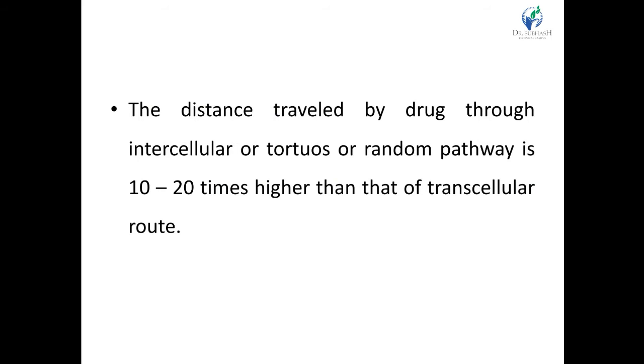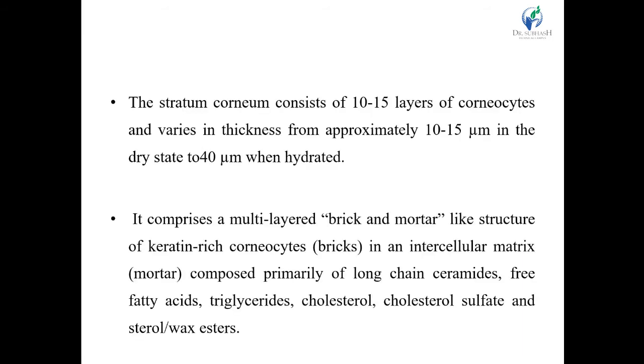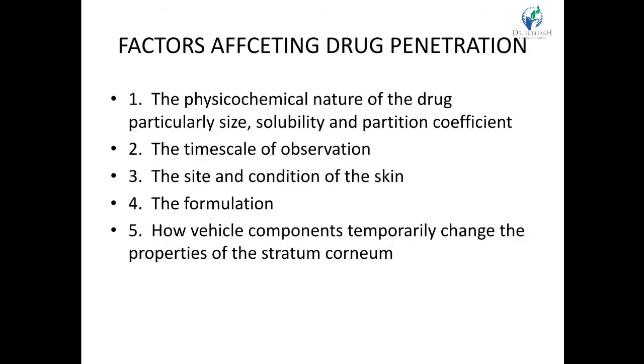Across the cell, the transcellular route is faster compared to the intercellular route, which has to branch and bend between the cells, increasing the travel distance 10 to 20 times compared to the transcellular. The stratum corneum consists of 10 to 15 layers of corneocytes that vary in thickness, so we have to know the anatomy and physiology of the 3 layers: epidermis, dermis and subcutaneous.